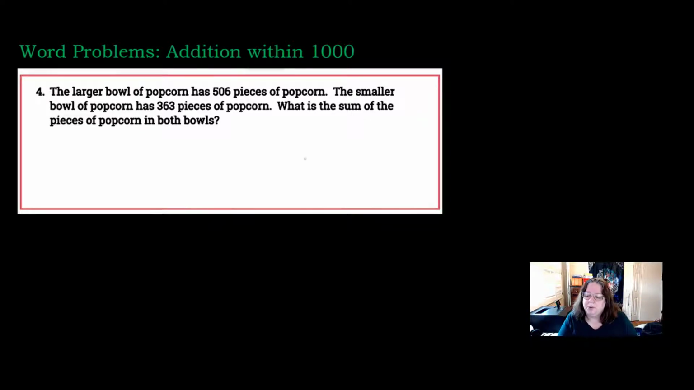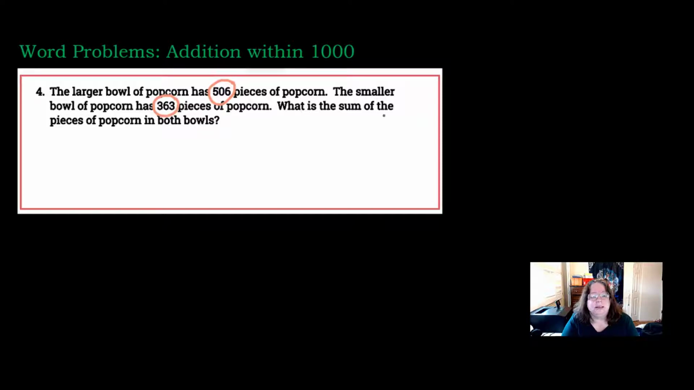Okay, I'm going to read it one more time. This time I'm going to circle, or you can underline, you can highlight. I'm just going to circle what I think are the important pieces of information. The larger bowl of popcorn has 506 pieces of popcorn. I'm going to circle the 506. The smaller bowl of popcorn has 363 pieces of popcorn. Okay, I know that's going to be important.